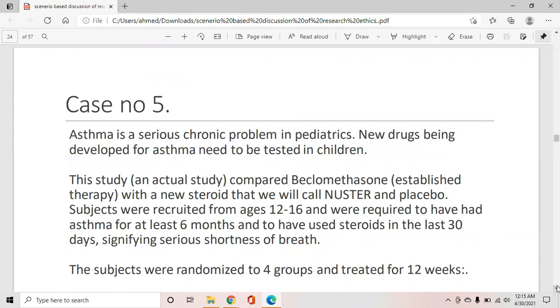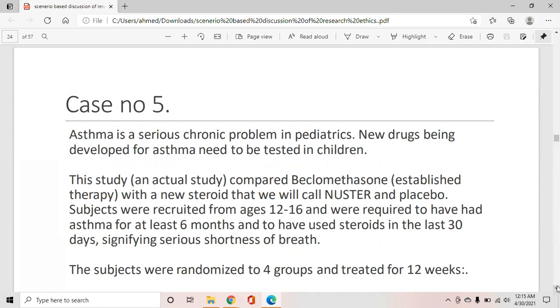Case number 5. Asthma is a serious chronic problem in pediatrics. New drugs being developed for asthma need to be tested in children. This actual study compared beclomethasone, an established therapy, with a new steroid that we will call Nestor, and placebo. Subjects were recruited from ages 12 to 16 and were required to have had asthma for at least 6 months and to have used steroids in the last 30 days, signifying serious shortness of breath.